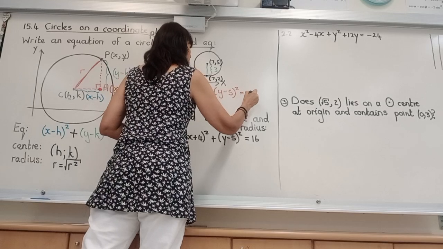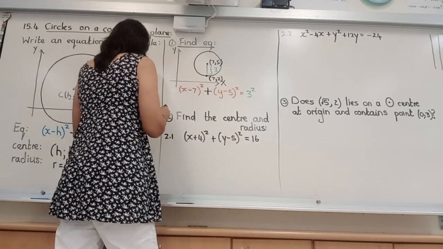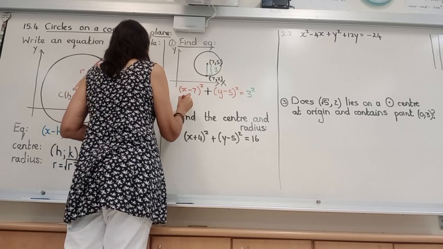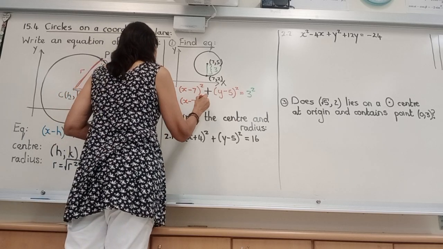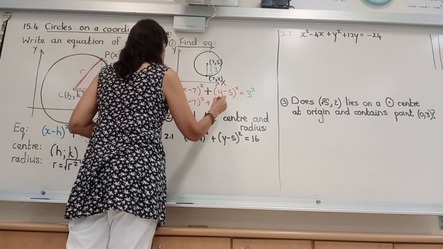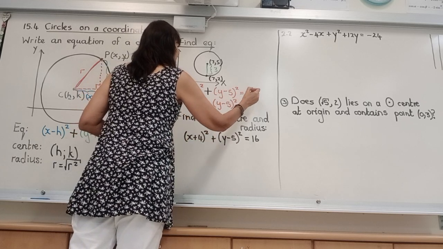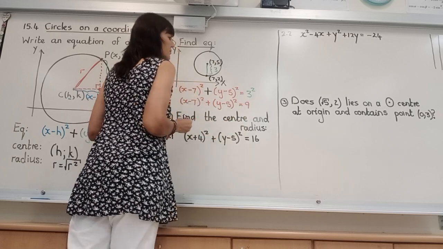So it's equal to 3 squared. And if I write down my final answer, it will be (x minus 7) squared plus, always a plus in between, (y minus 5) squared, equals 3 times 3, if I square it, will be 9.